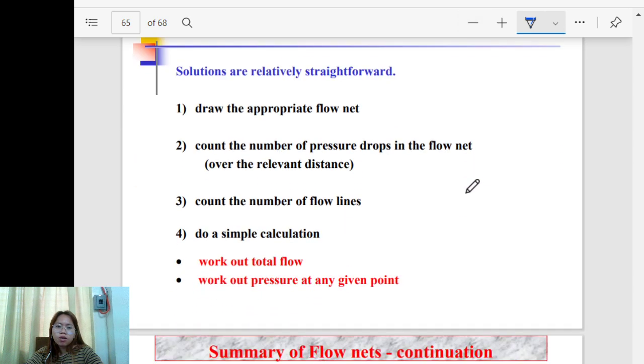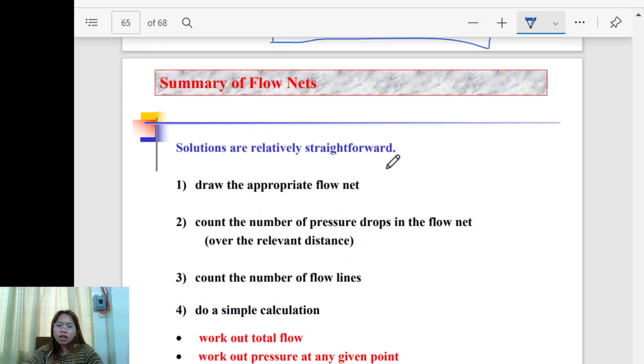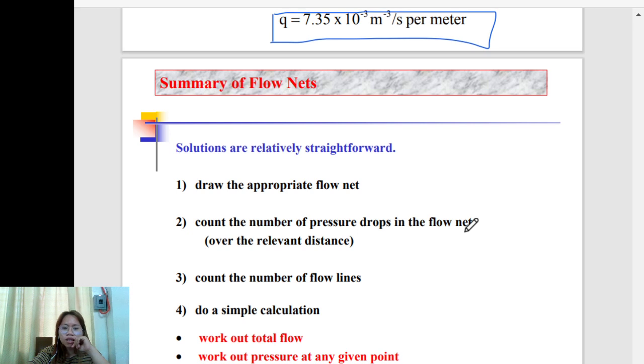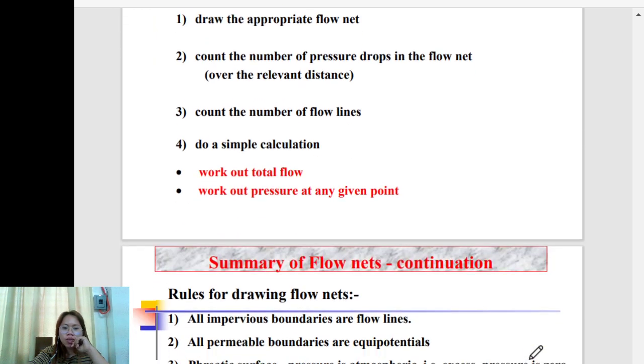So for the summary of flow nets, solutions are relatively straightforward. Draw the appropriate flow net. Count the number of pressure drops in the flow net over the relevant distance. Count the number of flow lines. Then do a simple calculation. Work out total flow. Work out pressure at any given point.